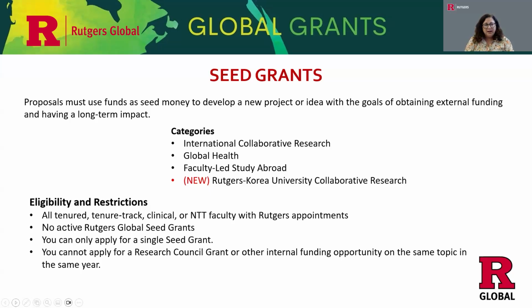In order to apply, you cannot have an active Rutgers Global Seed grant that hasn't been closed. So if you got a grant last year, you wouldn't really be eligible for this year. And you can only apply for one grant. That doesn't mean you can apply for an ICR grant and a faculty-led study abroad. You can only apply for one of them.